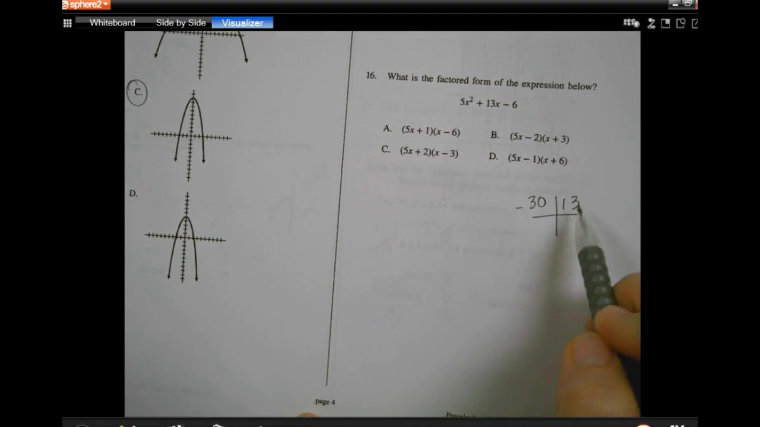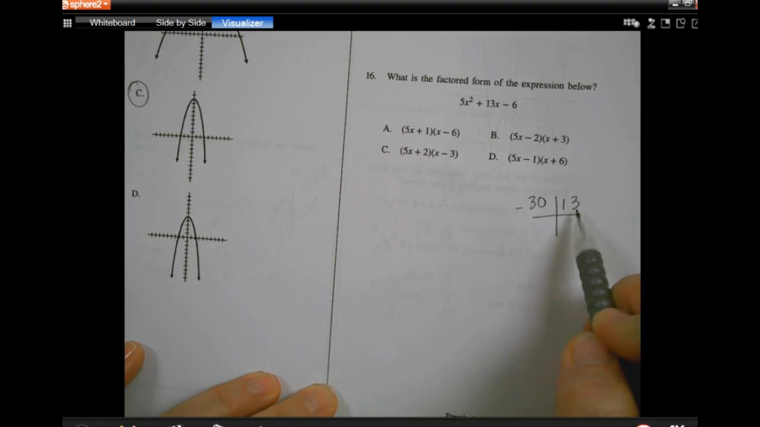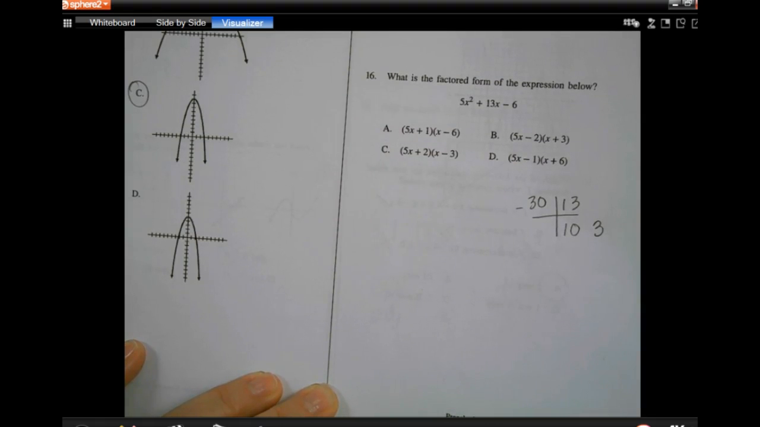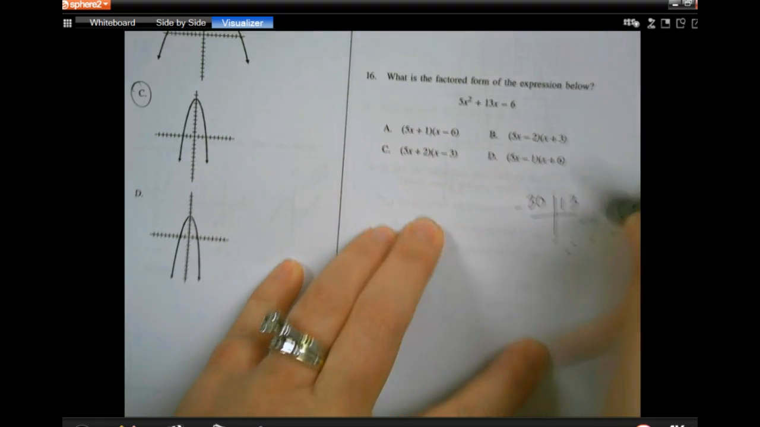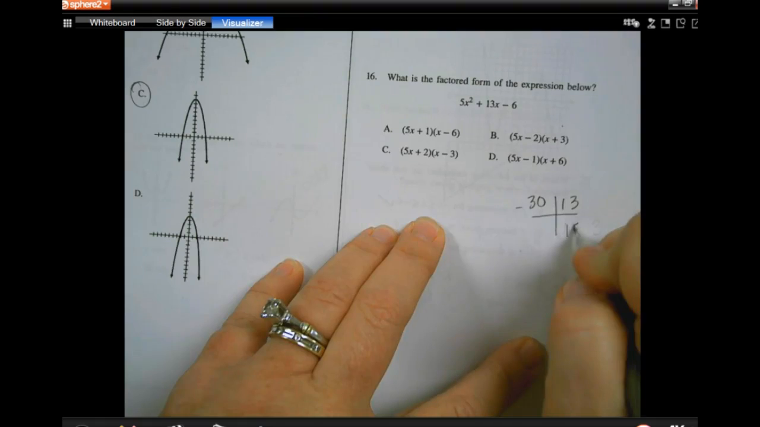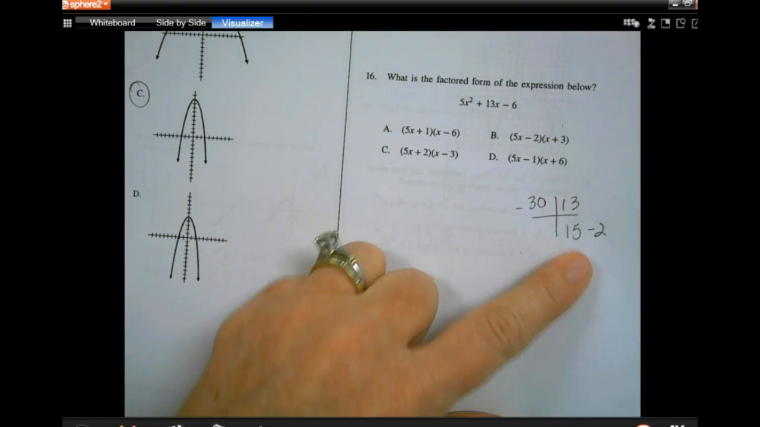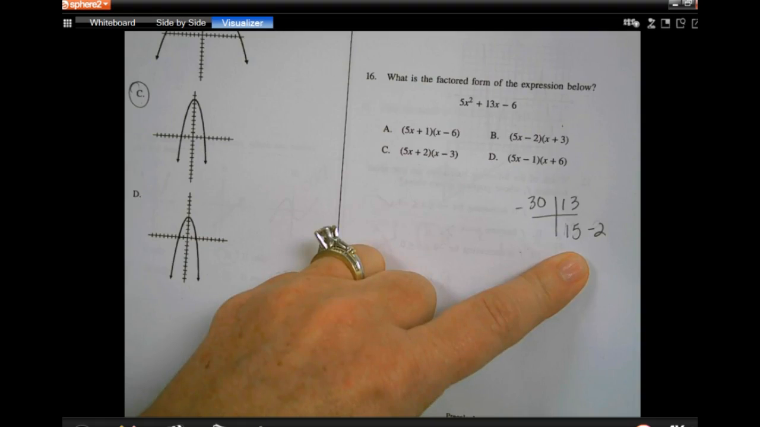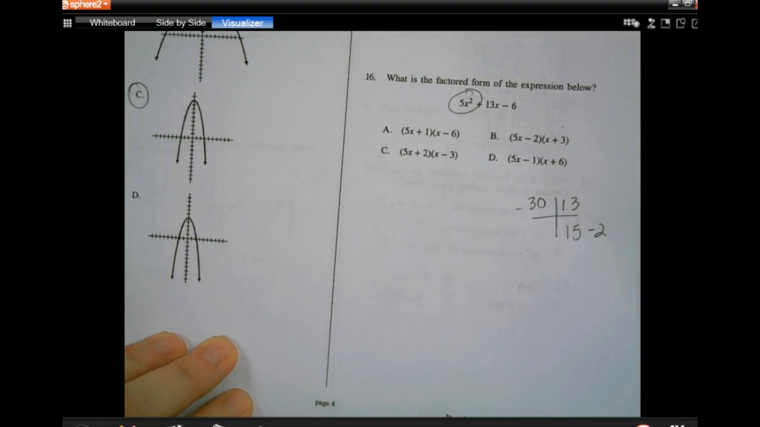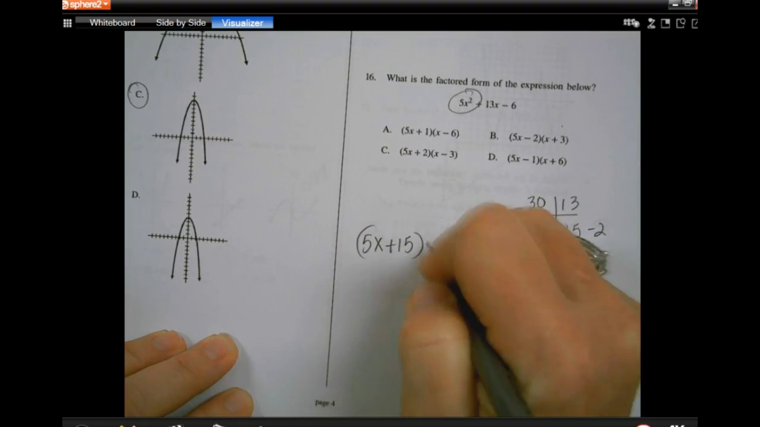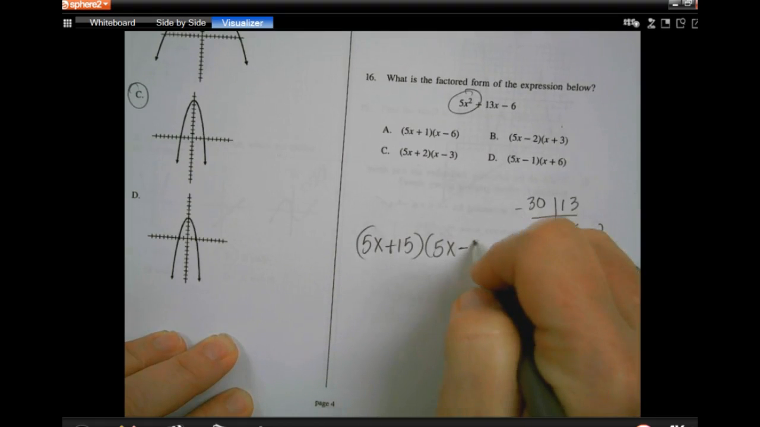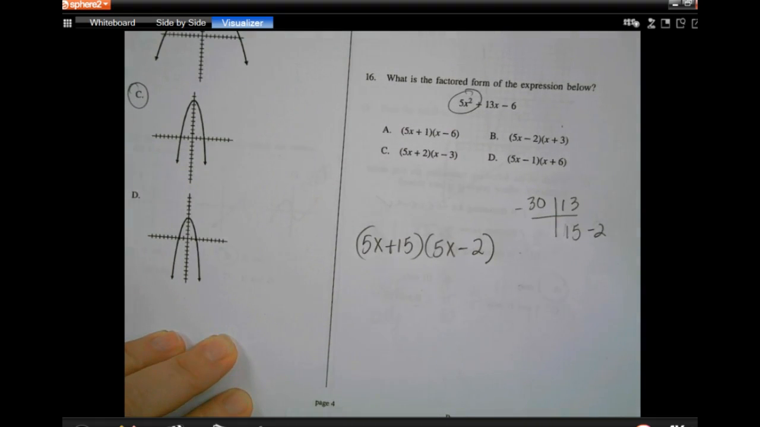So look, shh. The reason the 10 and 3 aren't there, this is correct. It's not even 10 and 3. It's 15 and 2. Oh my gosh. And the reason the 15 and 2 aren't there is what is the leading coefficient? And there's only one choice with the 5x minus 2, by the way.